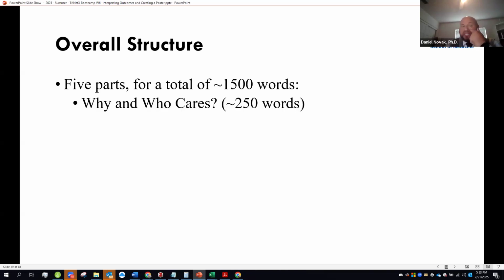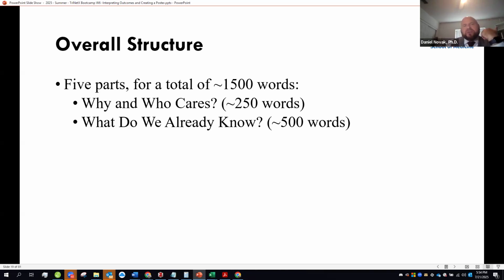So in the assignment that I give to our medical students, I ask them to give me 250 words on why and who cares. Why is this an important clinical question that you're asking and investigating with TriNetX? What's the point of this? You also ask, what do we already know? And that's about 500 words. That's where you do the conventional literature review stuff of really economically sharing and summarizing the research that already exists.